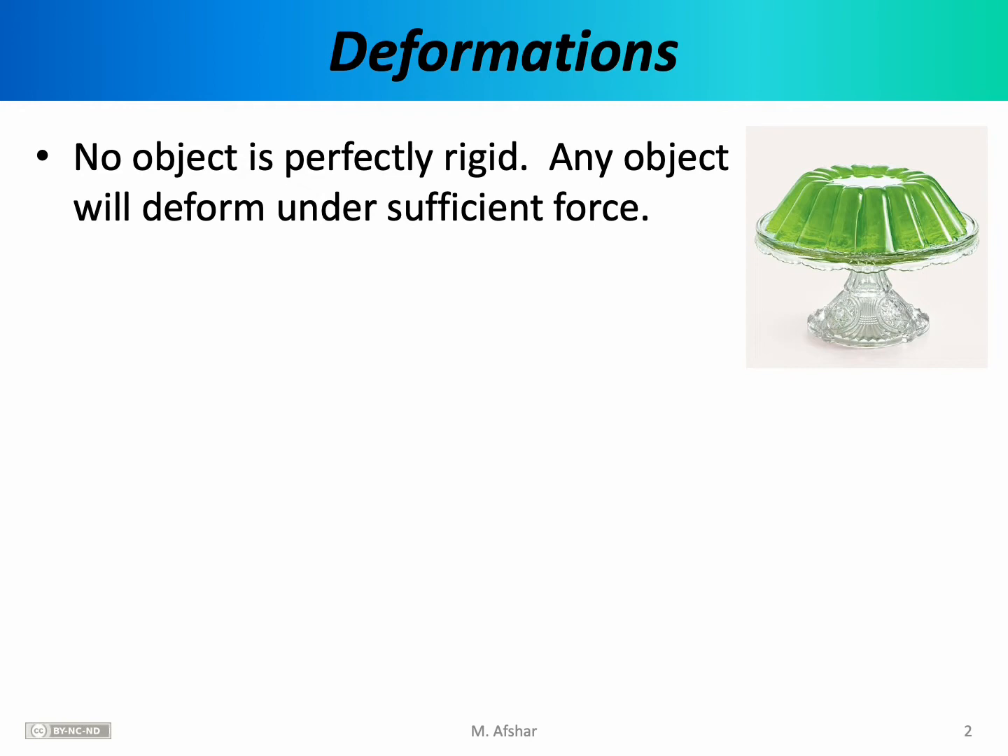meaning that their shape did not change. The basic geometry of the object we were considering would not change as it moved through space. As it turns out, this is only an approximation. No object is perfectly rigid. An object will deform under sufficient force. Even a block of concrete or steel would deform if enough of a force is applied to it.